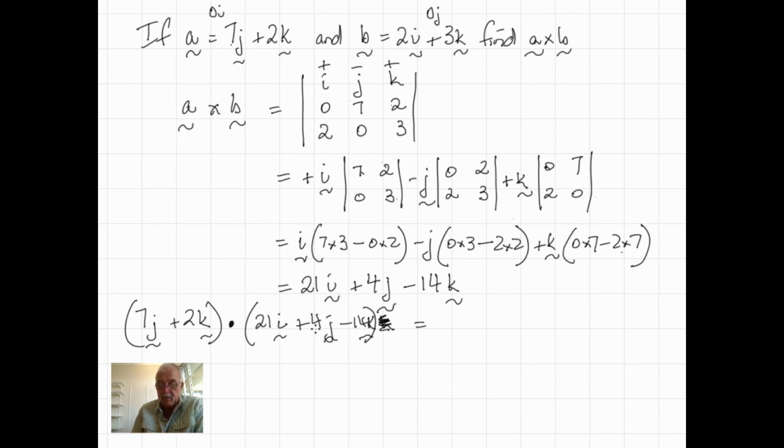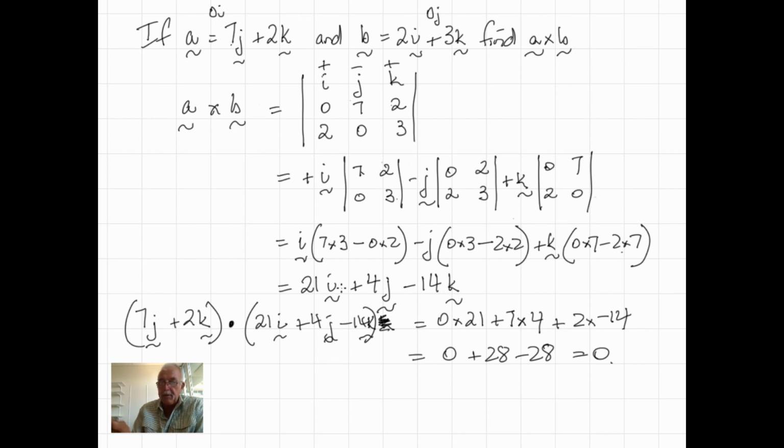Now the dot product's the easy one to do. We just multiply the I components together, the J's and the K's, and add them all up. Now there's no 0 I here, so it'll be 0 times 21 plus 7 times 4 plus 2 times negative 14. 0 times 21 is 0, plus 7 times 4 is 28, minus 28, and we get a number of 0. So that shows that vector A and this resultant are perpendicular to each other.